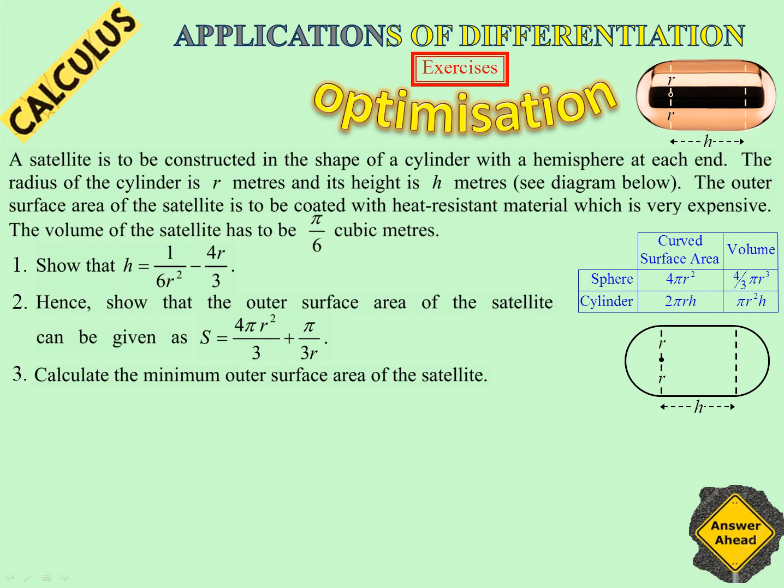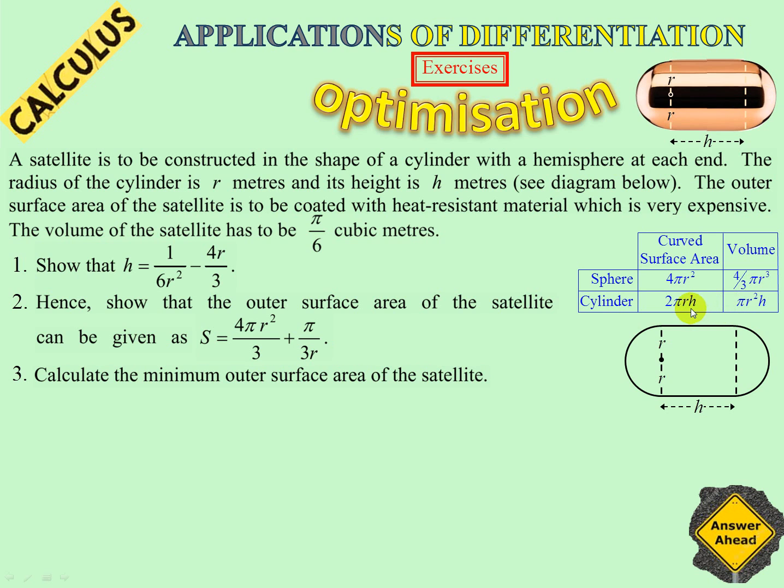Notice if you have a hemisphere on its own and you're talking about its surface area, that's different. But then that's not curved surface area because it'll be an extra πr². So the full surface area, just for interest's sake, of a hemisphere is 3πr²: 2πr² for the curved and 1πr² for the flat. That's just a side issue.